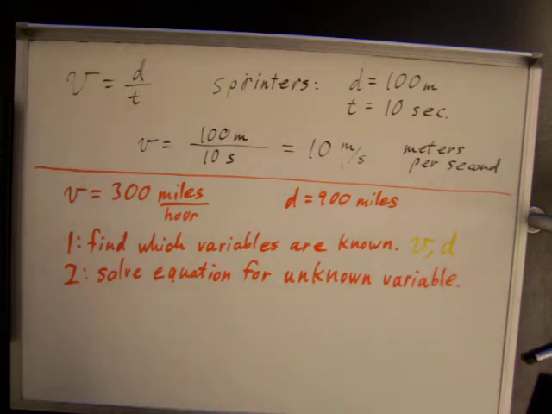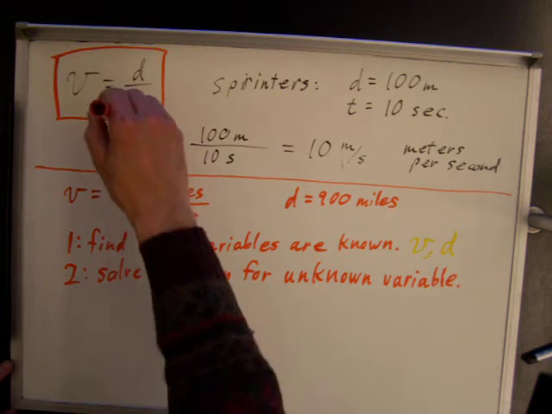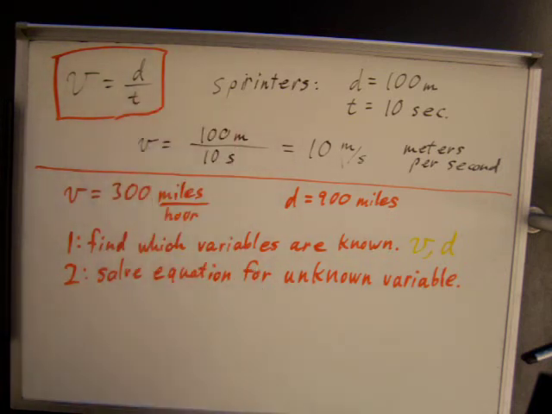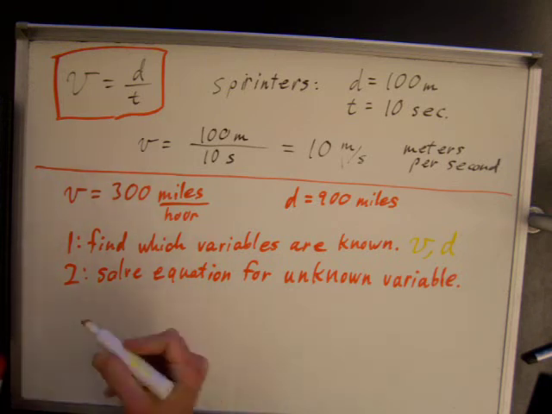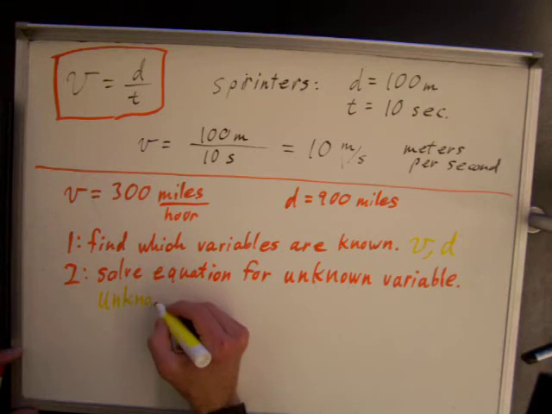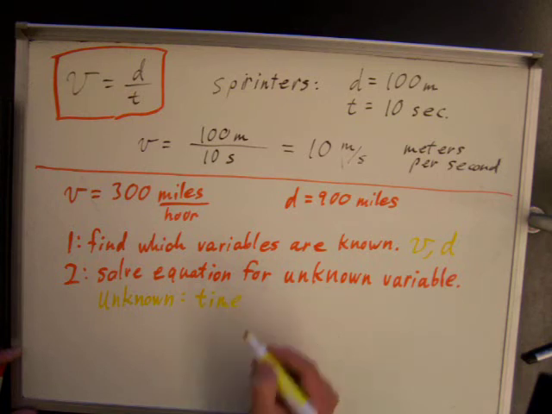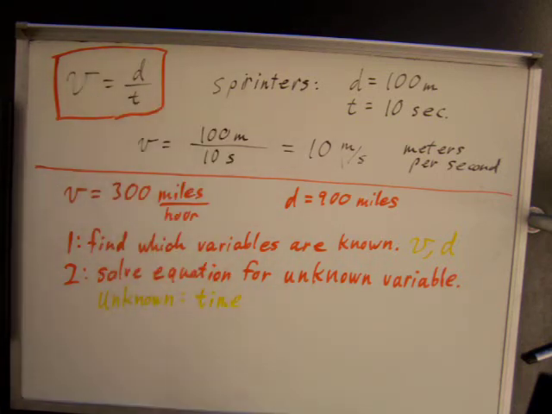Okay, so let's do that. This is the equation we're going to try to solve. What is the unknown variable? The unknown variable is t, or time. We can solve this equation for time by using a little bit of algebra. So let's do that.